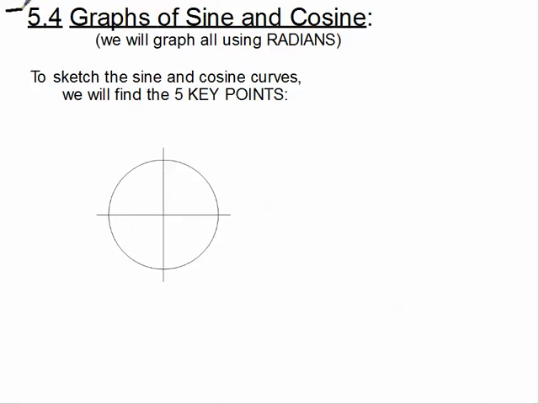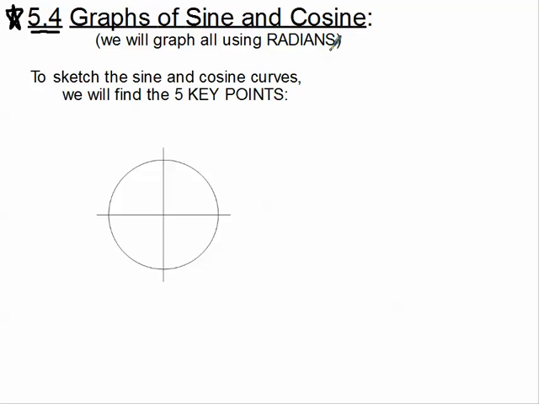So I know we're still in chapter 5, but I like to think of this as a second half of chapter 5 in terms of the graphing. So just so you know, we're going to be graphing everything in radians. We're off of degrees, hopefully, and we're into radians. We're looking at sines and cosines.